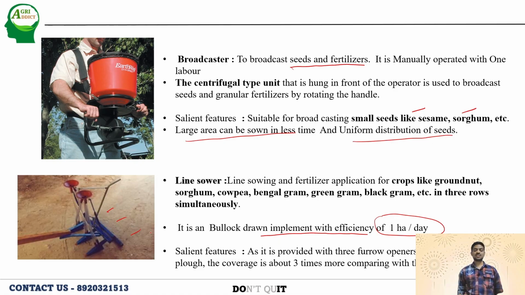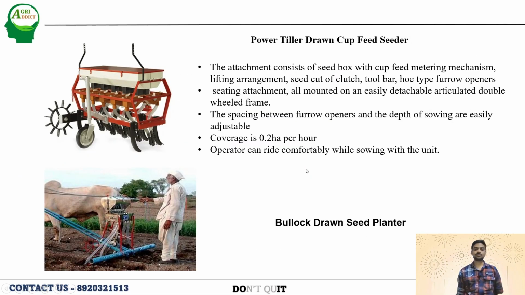This is how you can see the efficiency compared to the traditional country plow, which can cover only one row at a time. Here the crops we are using are groundnut seeds, sorghum, Bengal gram seeds, green gram seeds, and black gram seeds. We are using this, and you can also go for fertilizer application along with the line sower.